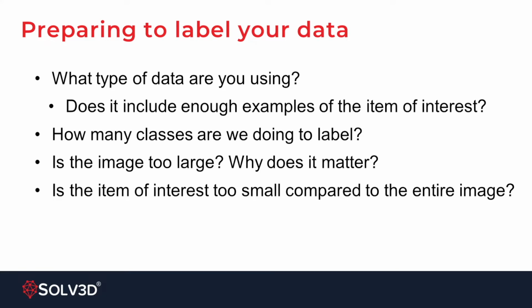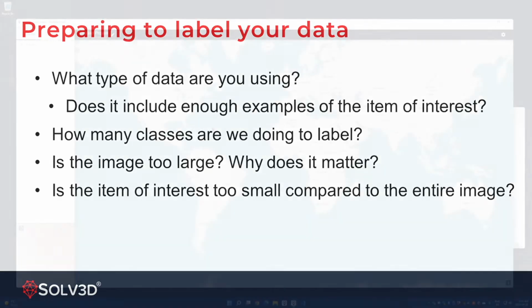And then as well, think about whether the actual piece of the data that you're using for training has enough examples of the item of interest. We're going to show you some examples of what could work and what won't work based on our experience. Also, you want to think about how many classes you want to label at one time. If you're interested specifically in cars, are you going to create a model specifically for that? Or do you want to do cars, parking markers, etc., all in one model? And then the last piece that's important to think about is whether the data is too large for what you're trying to label.